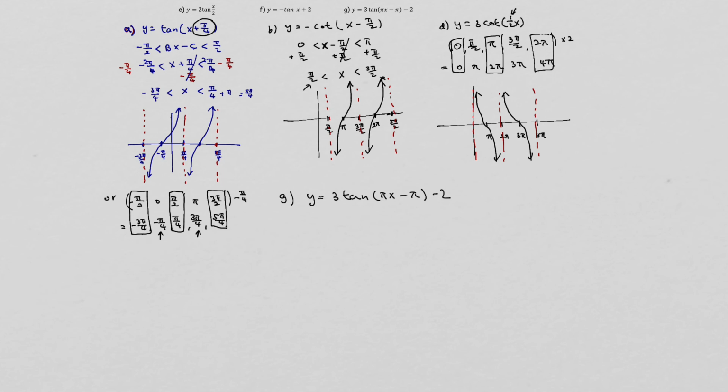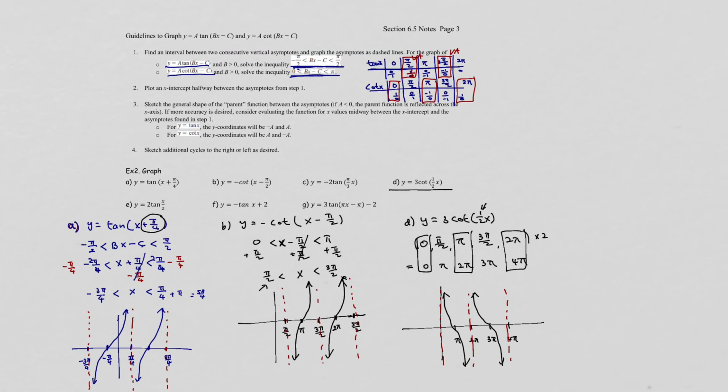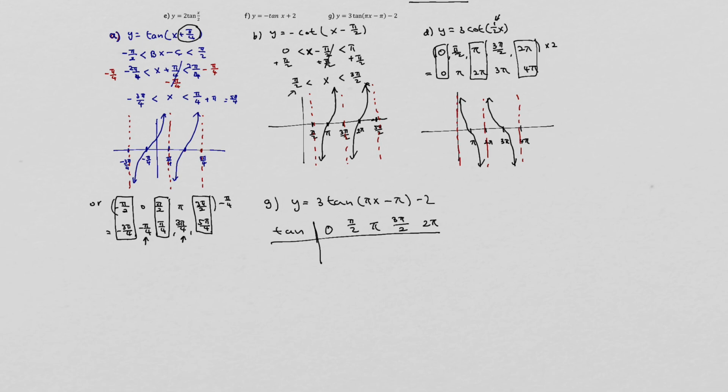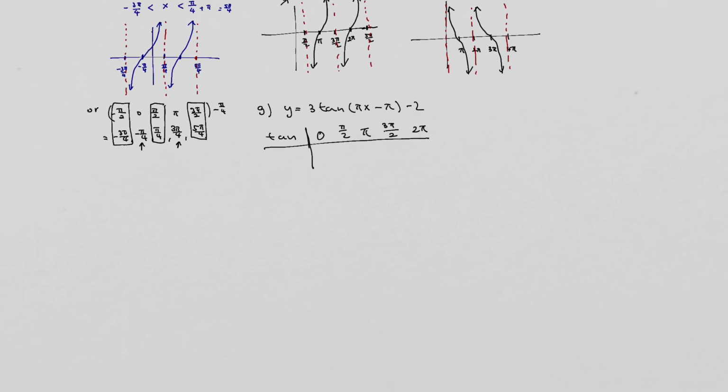The standard shape of tangent, we had 0, pi over 2, pi, 3 pi over 2, and 2 pi. Right, I'm going to compare it right here. And we know pi over 2 and 3 pi over 2 were vertical asymptotes. So remember that, right? And let's see what we need to do from that point.